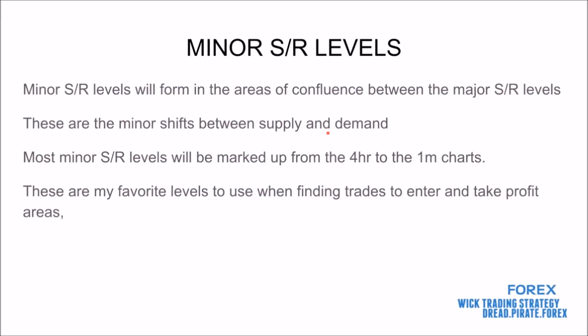Okay, so my minor support and resistance levels are going to be formed in the areas of confluence between the major support and resistance levels. So they're going to be the little ups and downs in between where the major pivot points are happening, the pullbacks and things like that. These are your minor shifts between supply and demand. Most of your support and resistance levels will be marked up from a 4-hour all the way down to a 1-minute chart for me, because I'm scalp trading.